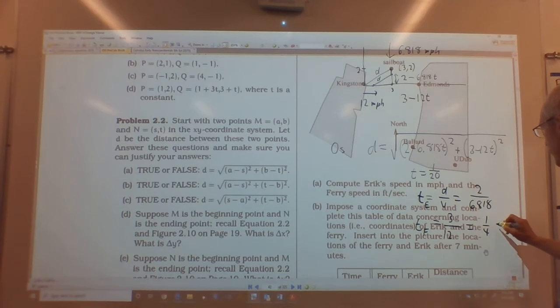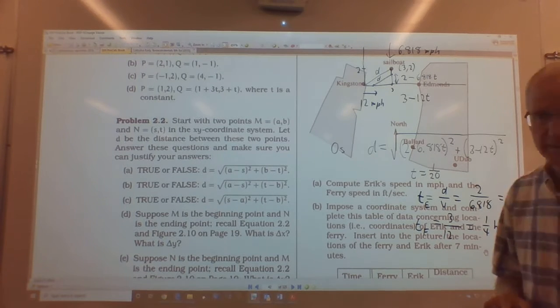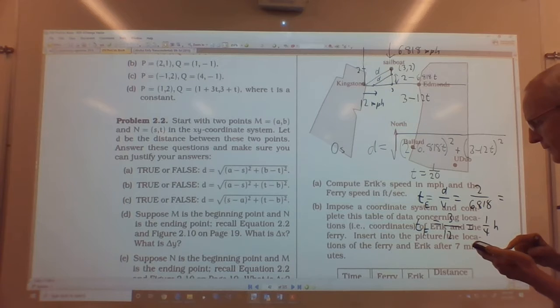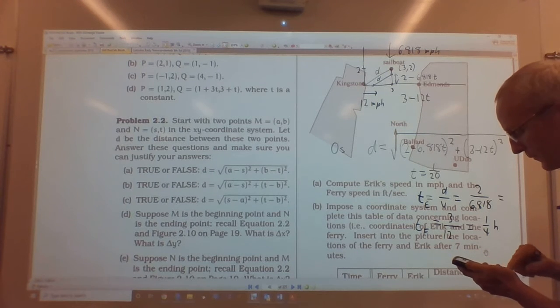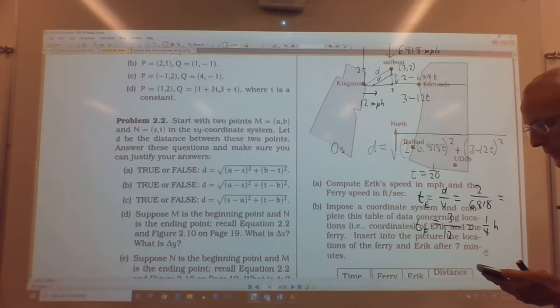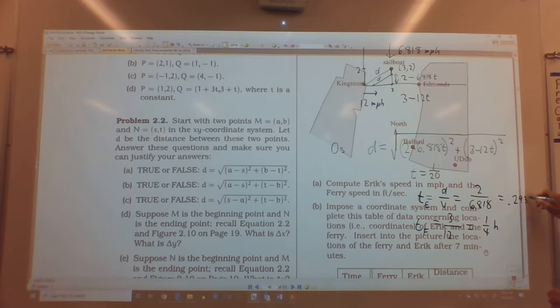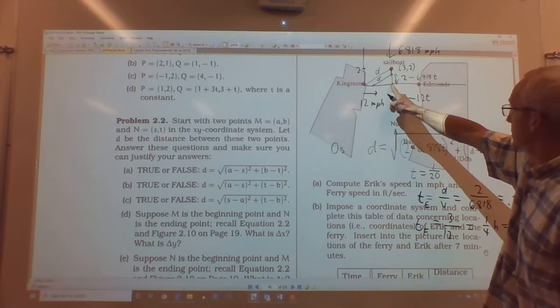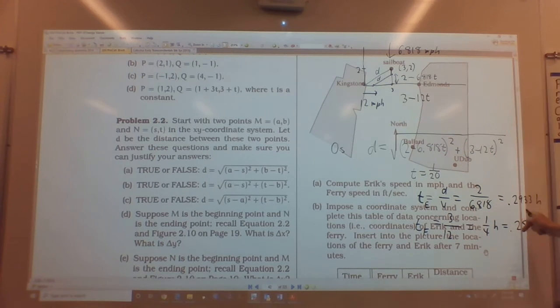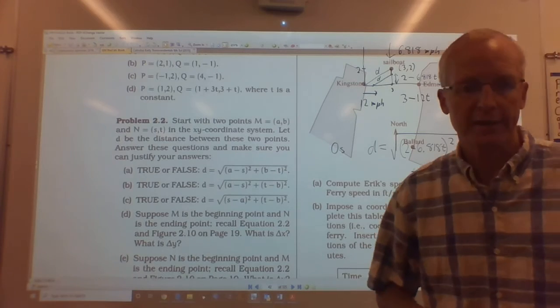That's 1/4 hour, 15 minutes, and 2 divided by 6.818 is going to be less than that, or more than that. No, we'll see. So 2 divided by 6.818, I get 0.2933. So more than that. So 0.2933 hours, and this is 0.25 hours. So the ferry gets there first, and then the ferry is going to be right over here when Eric gets there a little while later. So clearly Eric's going to miss the ferry.